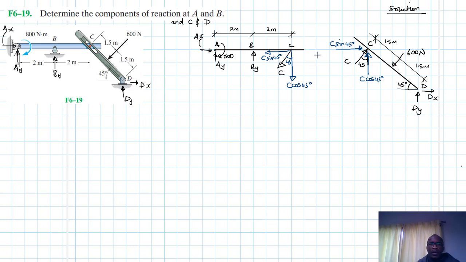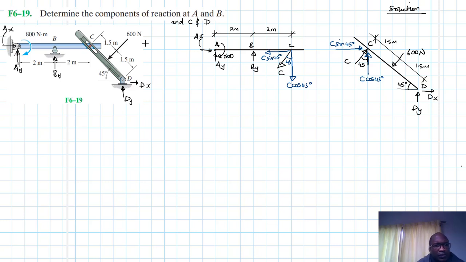Okay, great. So I think we have everything that we need. We have more unknowns in member ABC. We have BY and C, and AY. So we are better off starting with the member with few unknowns, which is member CD. Okay, so let's start with member CD.